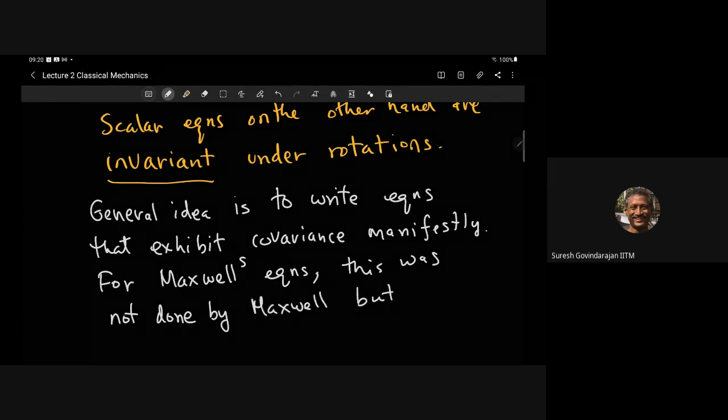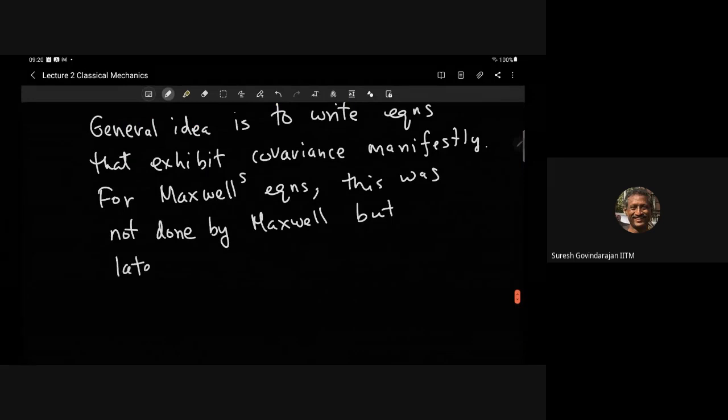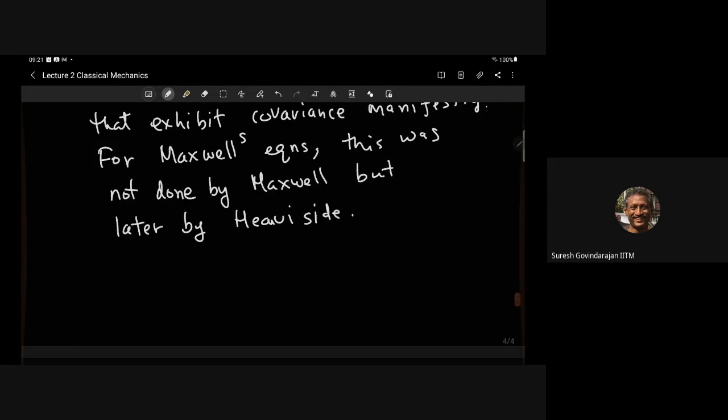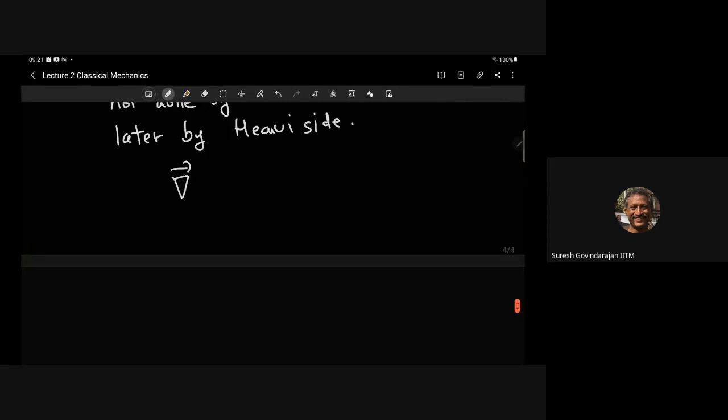But much later, there are a few others. By Heaviside is one important. Okay, so equations like del dot v equal to 0.